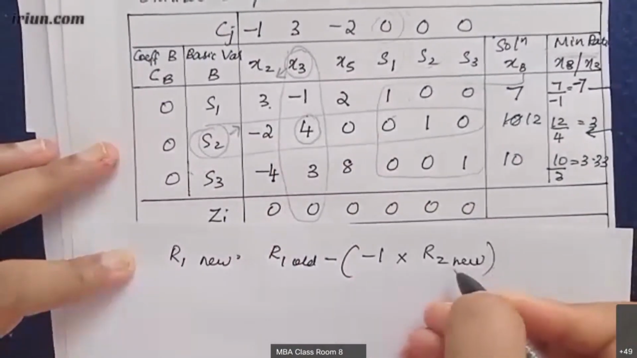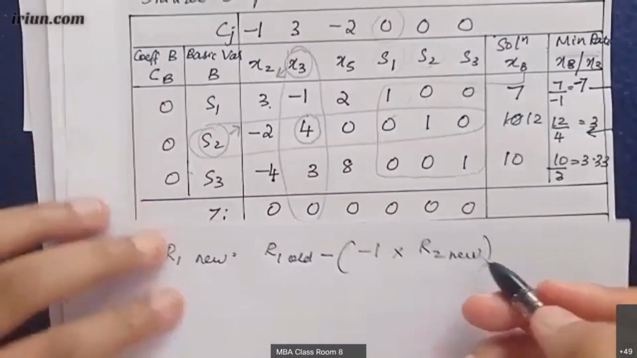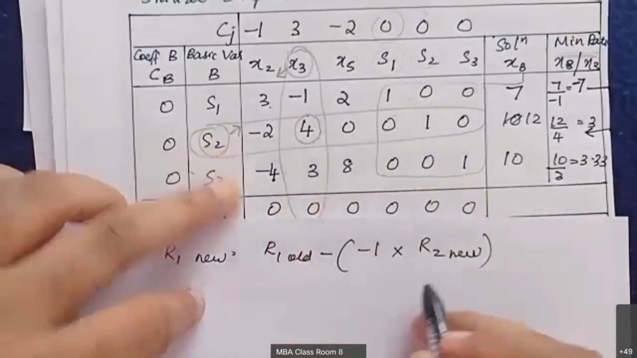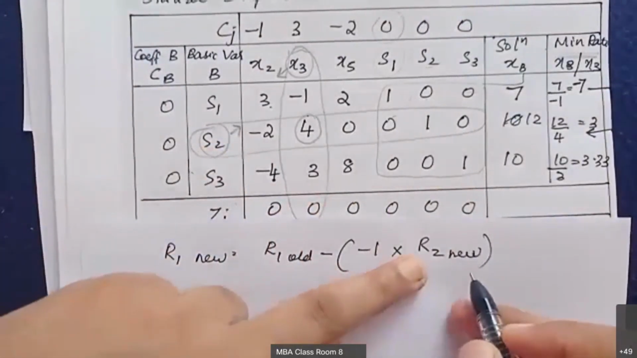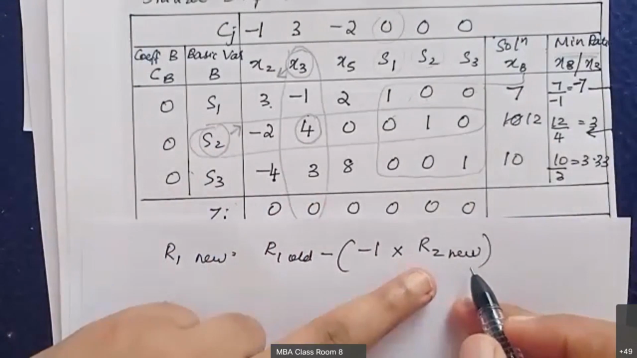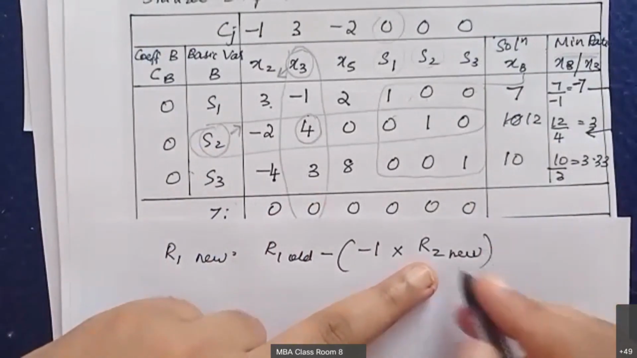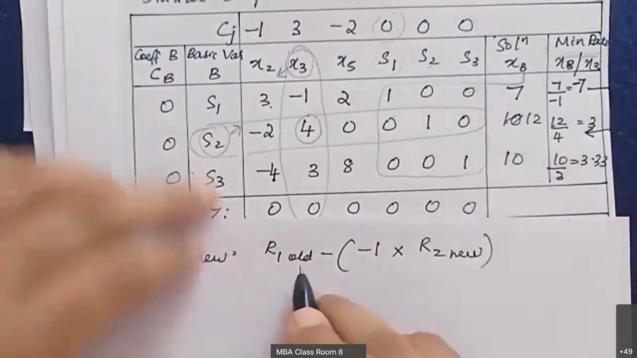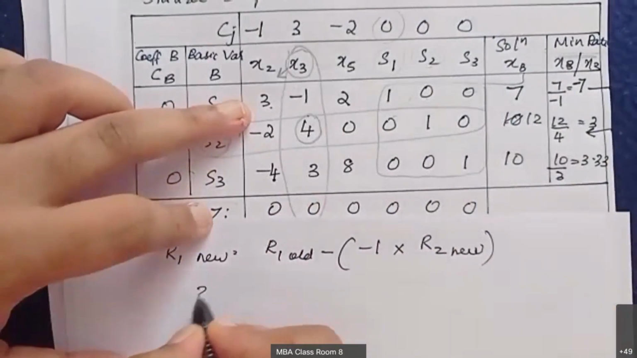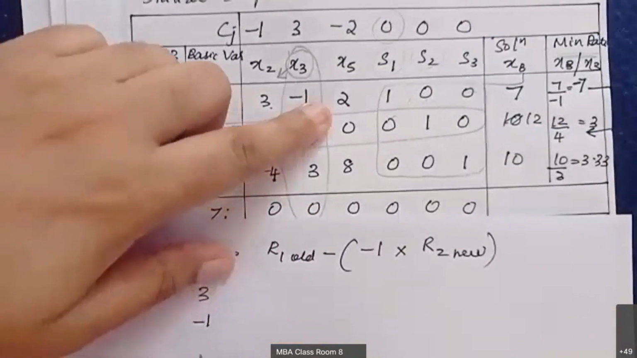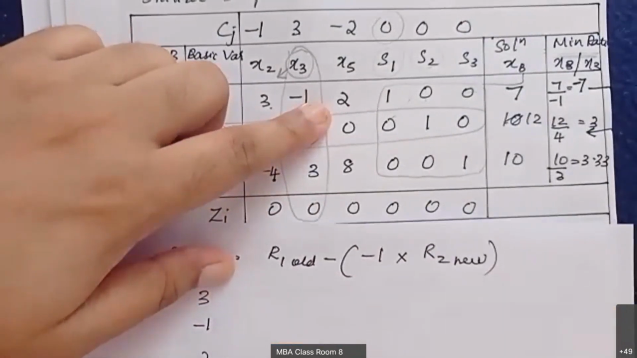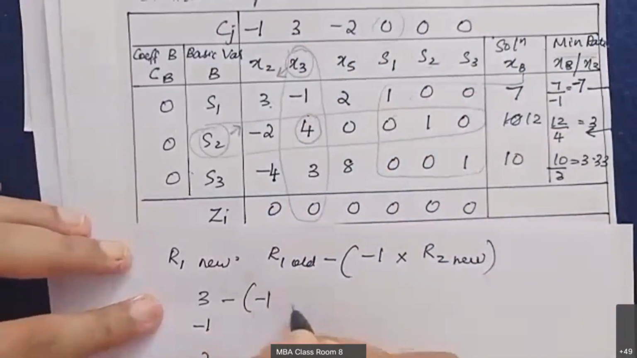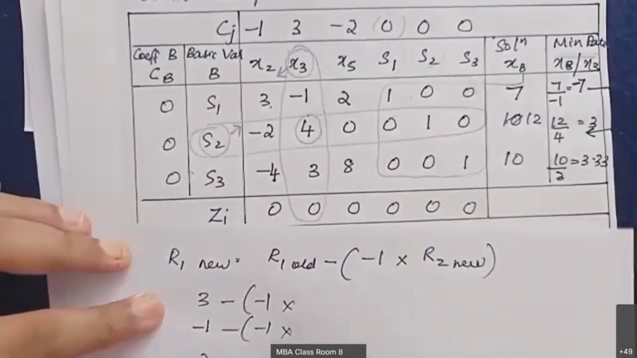Always be careful. Here it is the new row. You don't have to take R2 old from this old table. This is the old table. You have to take the R2 new from the values that we just found out. We did one row operation, right? Divided by 4. Those are the values we have to consider. Just take down R1 old from this old table. We have 3, minus 1, 2, 1, 0, 0 and finally 7. Minus of minus 1 into, I'm just writing it down.